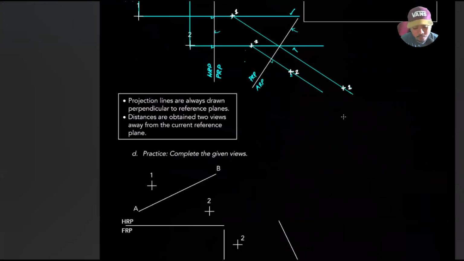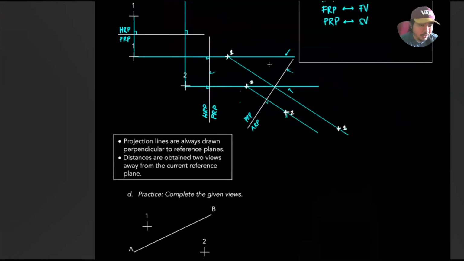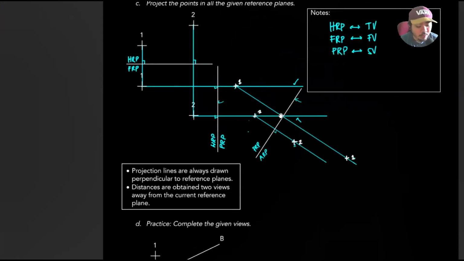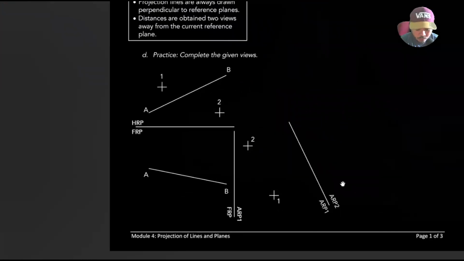Pero kailangan ito ma-master nyo to, no? Kasi all of the other techniques na ituturo from here on will be based on itong locating those different points, no? Okay? So let's do ito no, completing all views. So we have 2 points and 1 line. So we have points 1 and 2. Tapos meron din tayong lines AB.